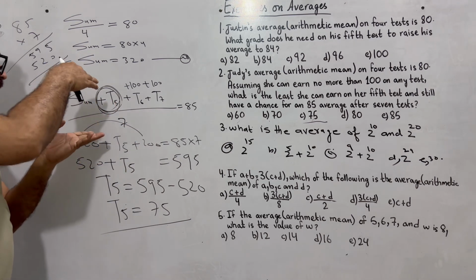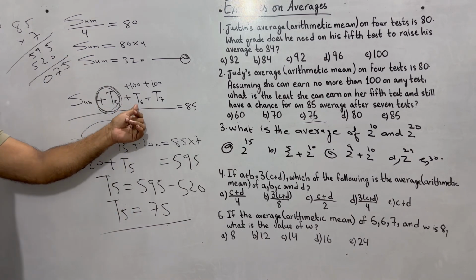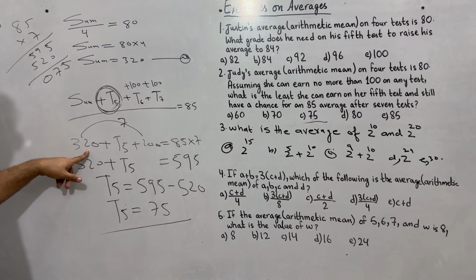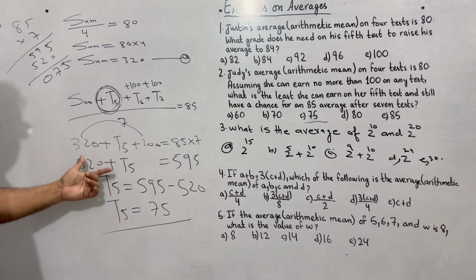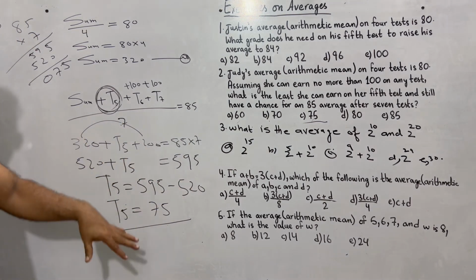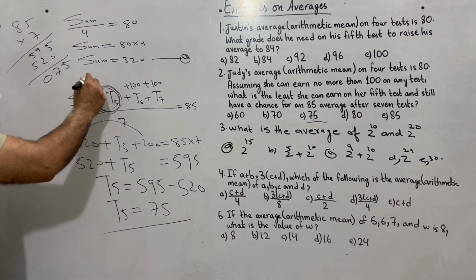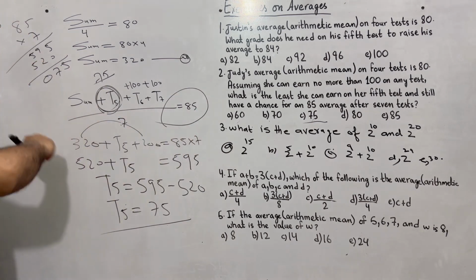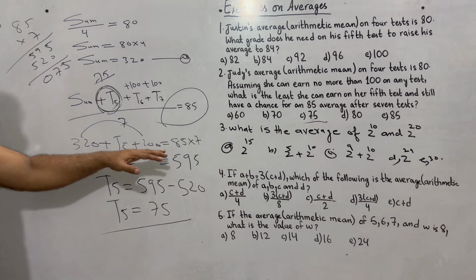We have to reconcile ourselves to the least value of the 5th test. We have taken the max in the case of the 6th and 7th tests, 100 plus 100. That sum plus the 320 we already have, 320 plus 200 is 520, and 85 times 7 is 595. 595 minus 520 gives 75. That is the least score she can manage and still attain an average of 85 collectively on all the 7 tests.